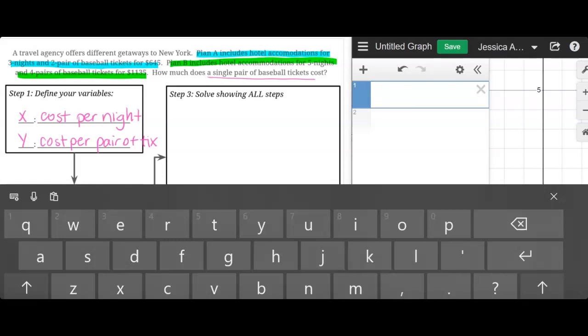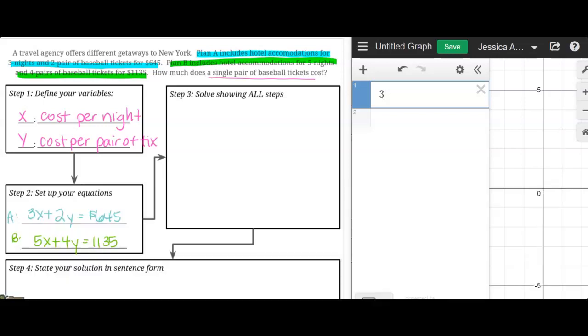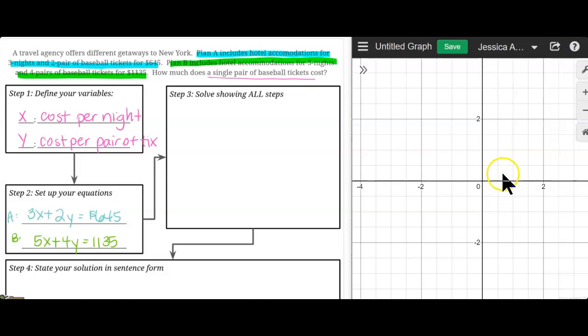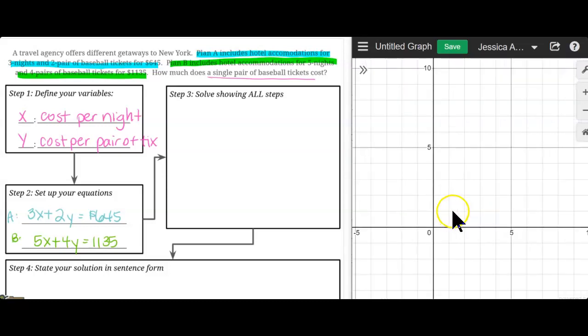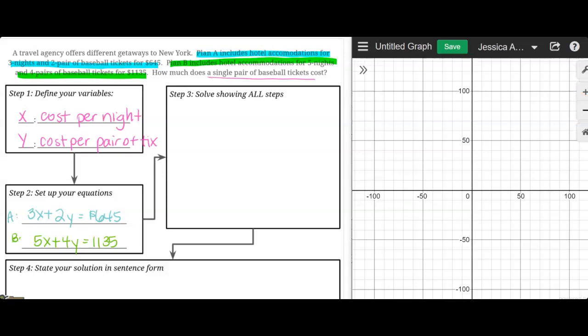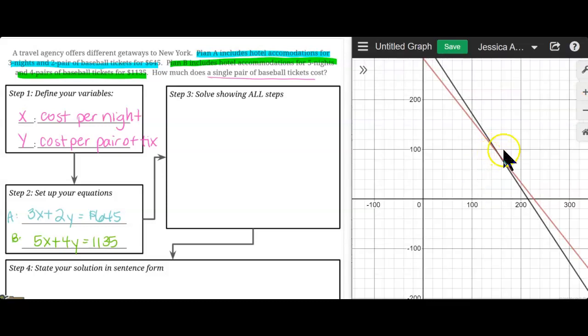So we're going to have 3x plus 2y equal to 645, and 5x plus 4y equal to 1,135. I don't see my graph here. And so I'm just going to zoom out, and you can zoom out with your cursor, you can zoom out with your fingers, or you can use this minus button. So I'm just going to zoom out until I see my picture.